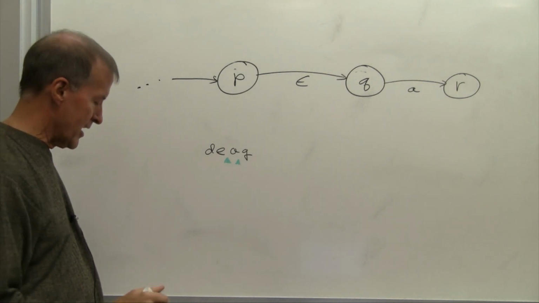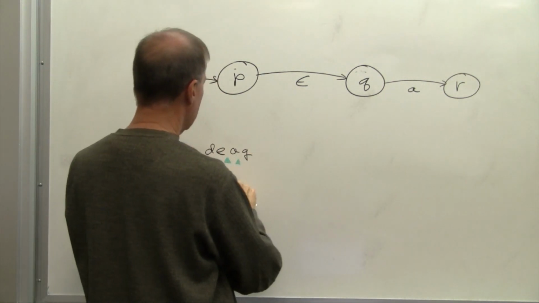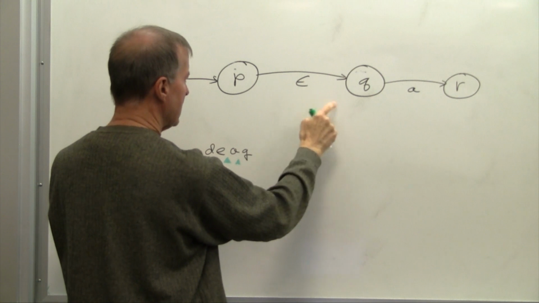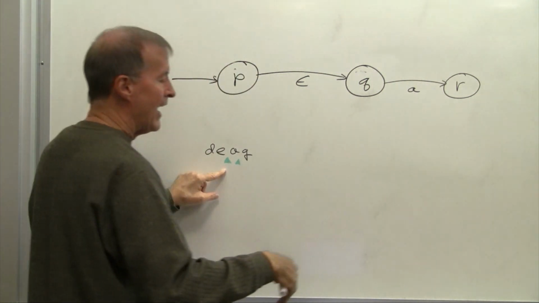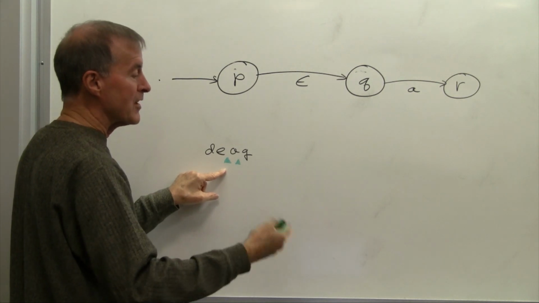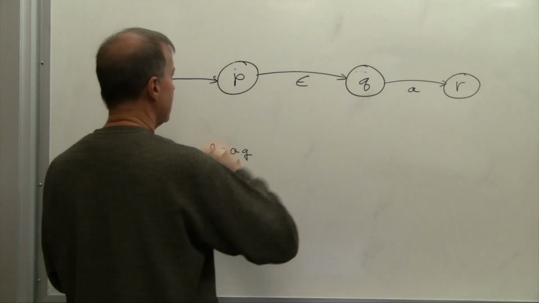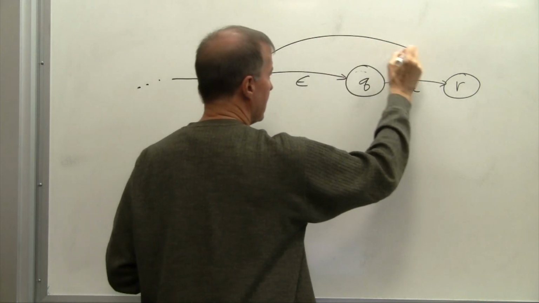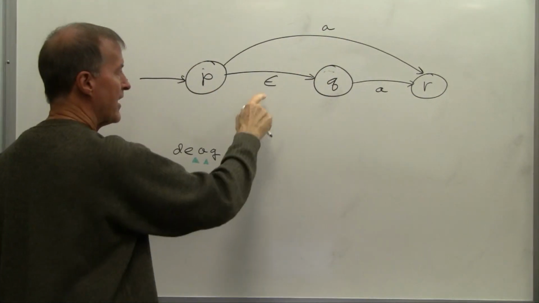But look, if you can go from P to Q on the empty string, and from Q to R on A, then with an equivalent machine, you could just go from P to R on A, and then not even have this.